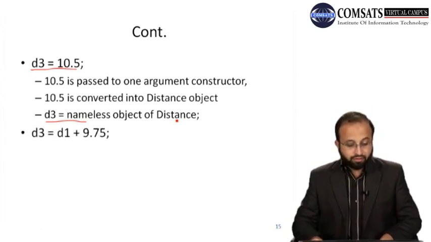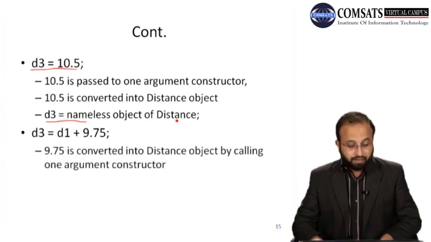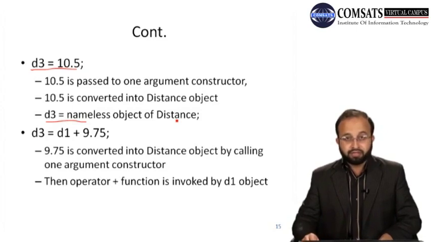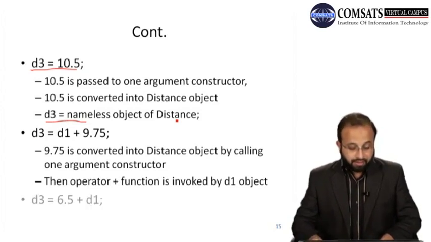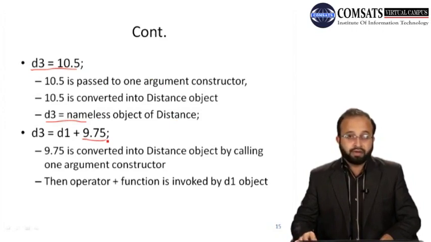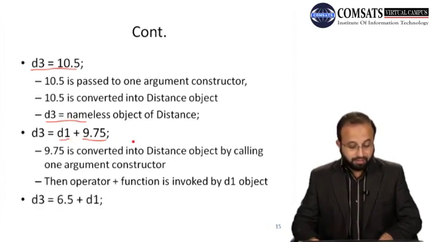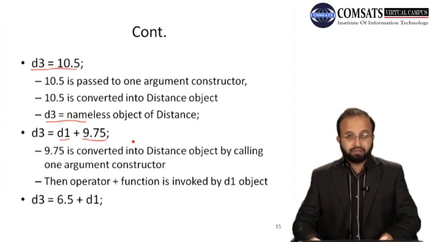So if we have a statement like d3 is equal to d1 plus 9.75, then 9.75 is converted into a distance object by calling the one argument constructor. Then the operator plus function is invoked by the d1 object. So d1 becomes the invoking object and that nameless object will be passed to that function. Okay, so this nameless object, whose feet and inches are initialized with 9 feet and 0.75 into 12 inches, will be passed as a parameter to the operator plus function. The invoking object will be d1.